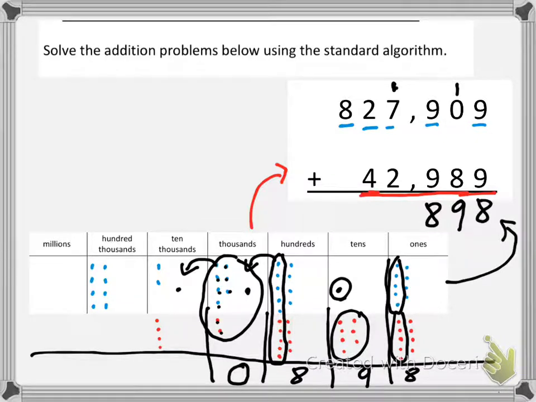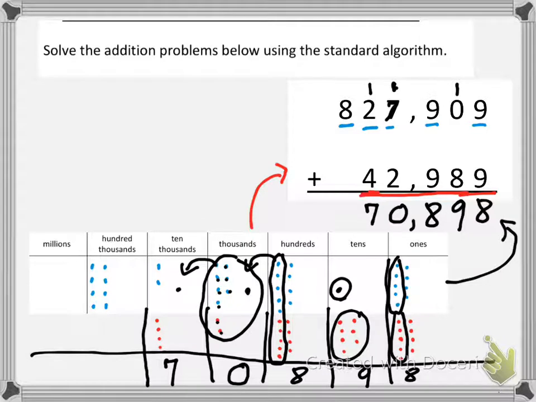1 plus 7 is 8 plus 2 is 10. Put the 0 and you carry the 1. Regroup the 1 into the 10,000s place. So now if we go into the 10,000s, we have got 1, 2, 3, 4, 5, 6, 7. We have 7 10,000s. And if we go to our standard algorithm, we have 2 plus 4 plus the 1 gives us 7. And no regrouping is necessary in the 10,000s place.